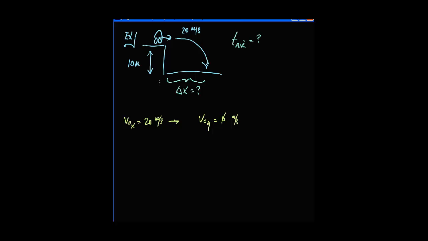Okay? Alright, so what do we know? We know how fast it's going away. We know how high up. High up is going to be the delta y. That tells us 10 meters. It basically tells us the height we're going to fall from.